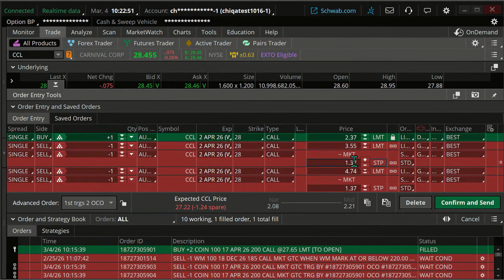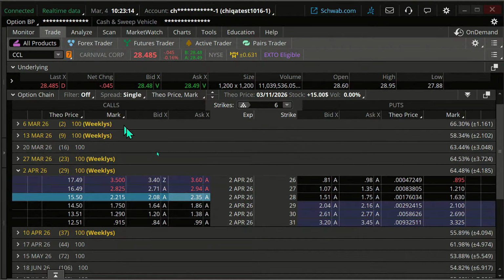What about my stop? I'm going to put a 50% stop here on this. So 2.37 divided by 2 is about, we'll say, 1.20 stop. These are based on the option price, not the stock price. I have two OCOs.